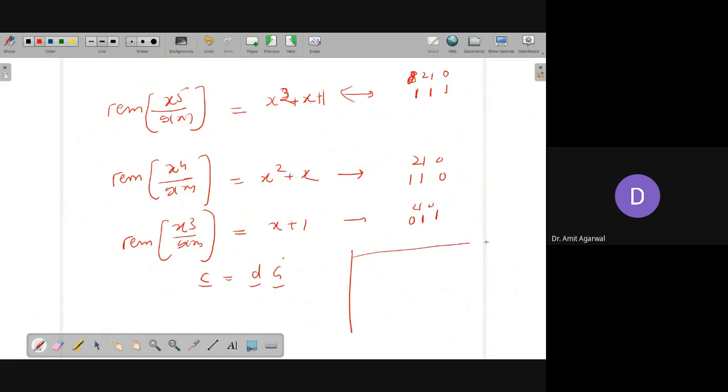So once you get your generator matrix, it is easier for you to derive your encoder mapping, because it is a (7,4) code. What are all the possible combinations?